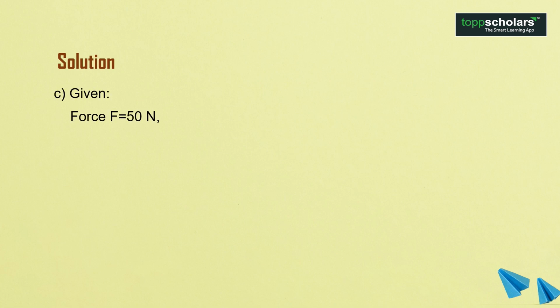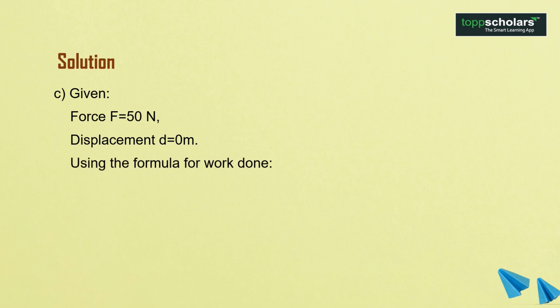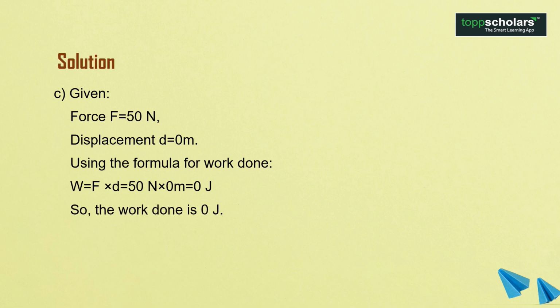Third part, force is 50 newtons, displacement is 0 meters. So using the formula, work done is force multiplied by displacement, that is 50 newton multiplied by 0 meters, that gives me 0 joules. So the work done is 0 joules.